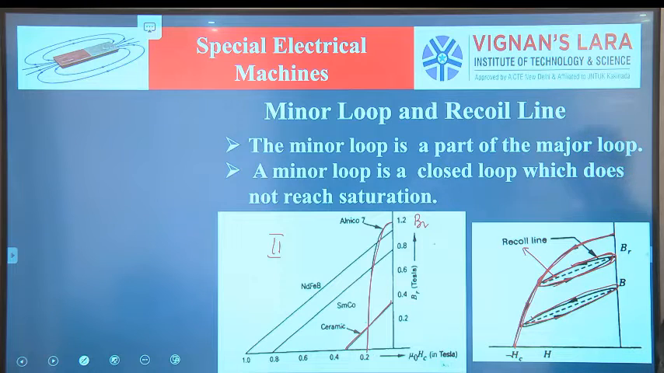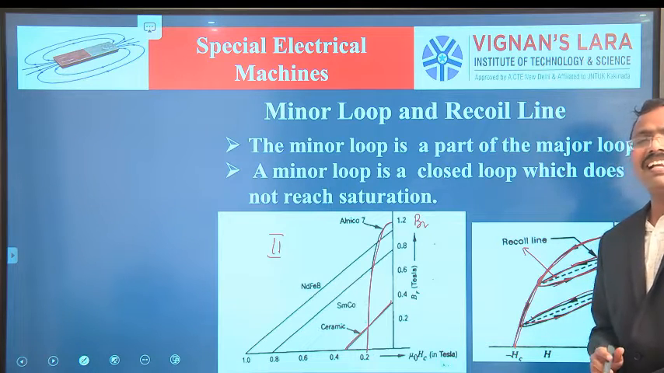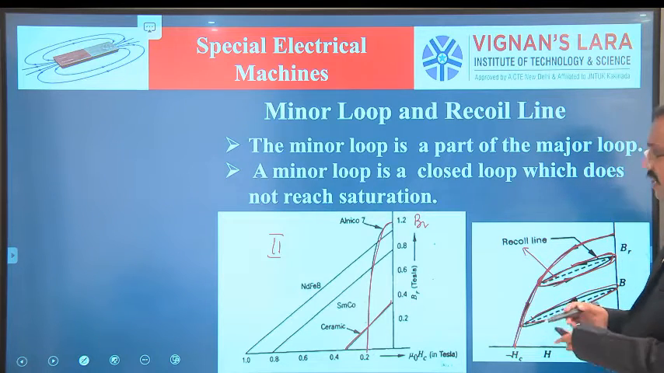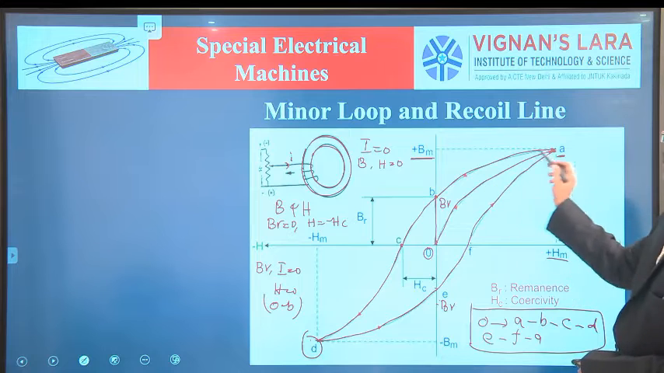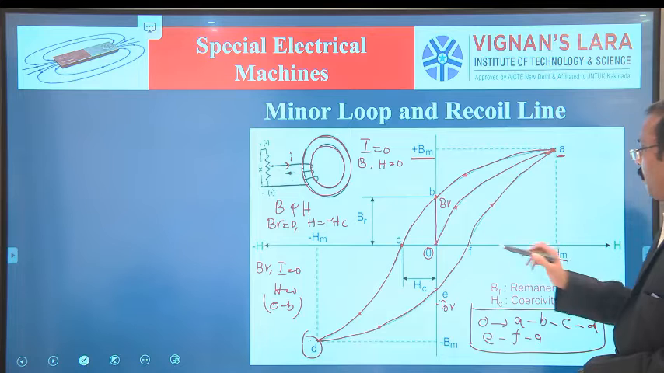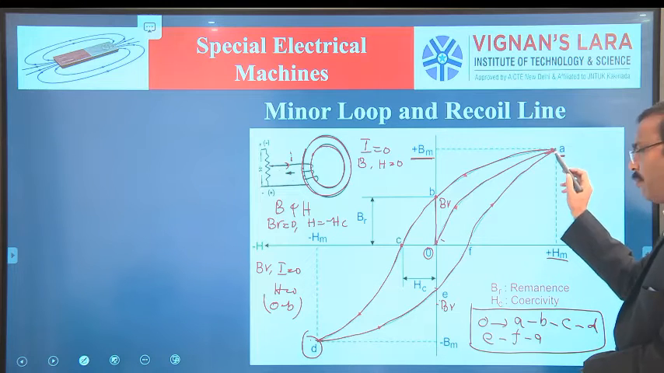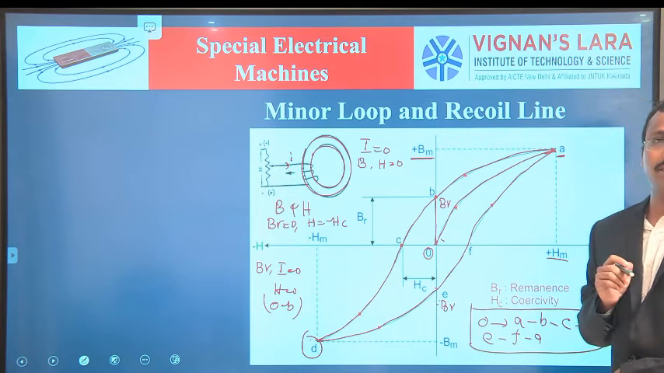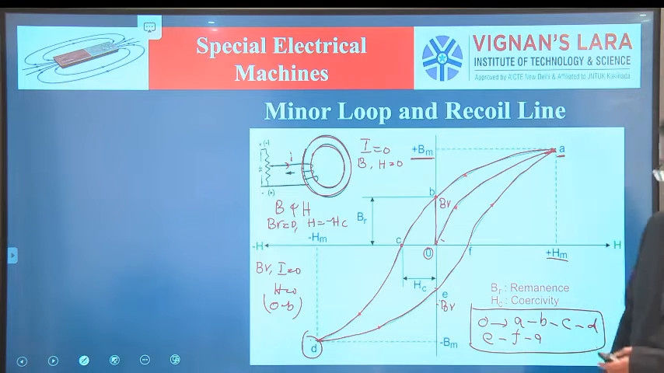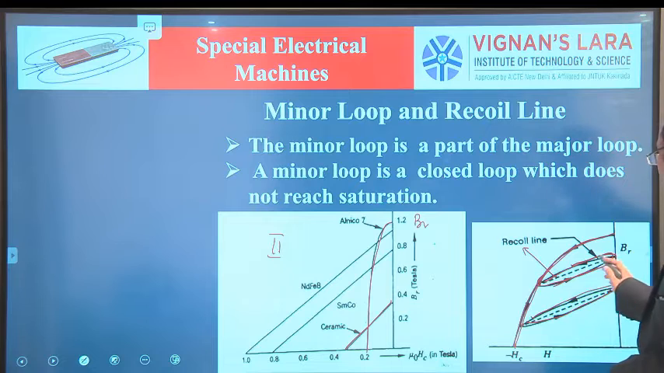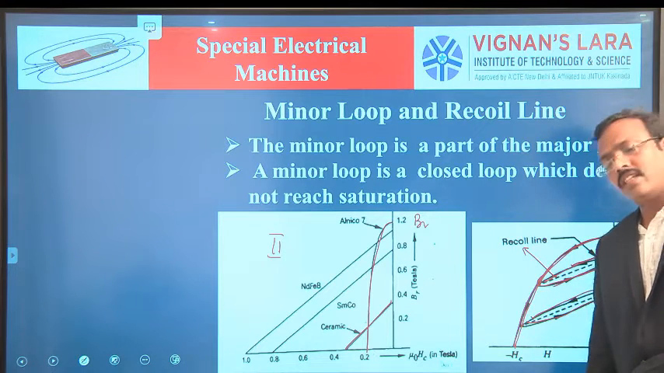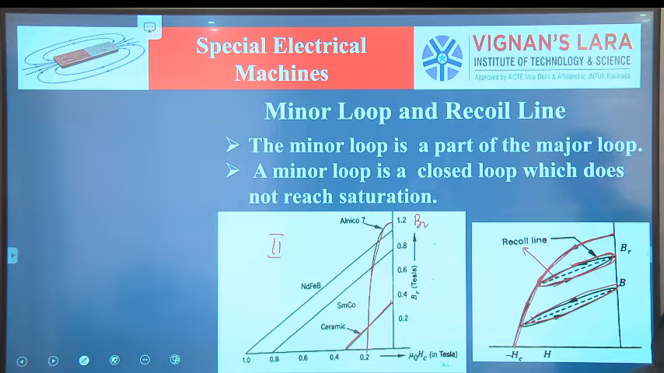So minor loop is a closed loop. It does not reach the saturating point value. See here, in the previous case, this point is saturating. This is a major hysteresis loop. The major hysteresis loop reaches the saturating point at a certain value of the current, in both the forward direction and the reverse direction. But the minor loop does not reach the saturating point or saturating value.